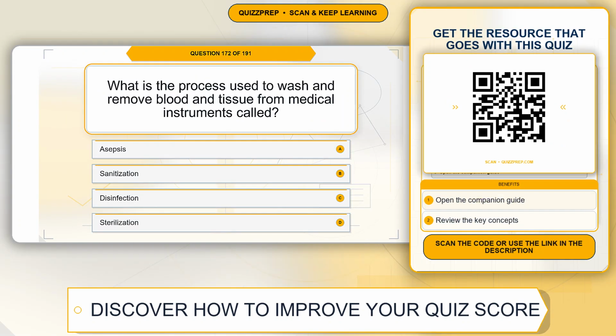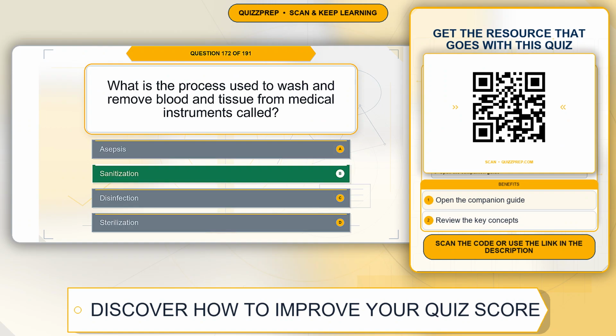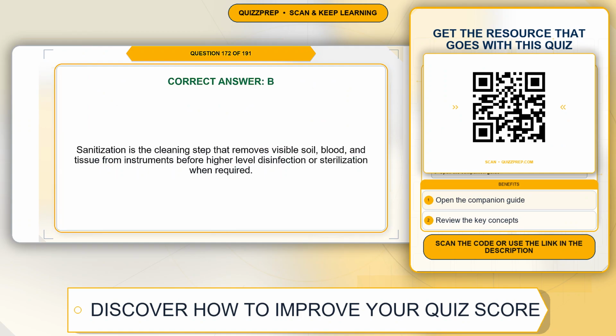Question 172. What is the process used to wash and remove blood and tissue from medical instruments called? Option A, asepsis. Option B, sanitization. Option C, disinfection. Option D, sterilization. The correct answer is option B, sanitization. Explanation. Sanitization is the cleaning step that removes visible soil, blood, and tissue from instruments before higher-level disinfection or sterilization when required.